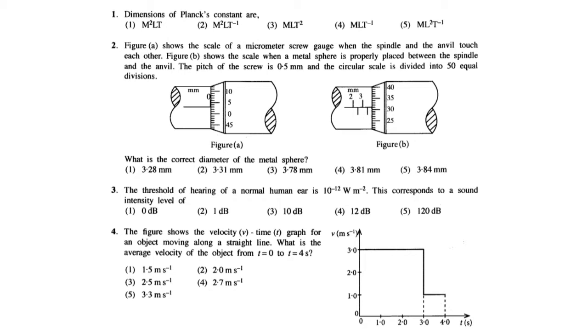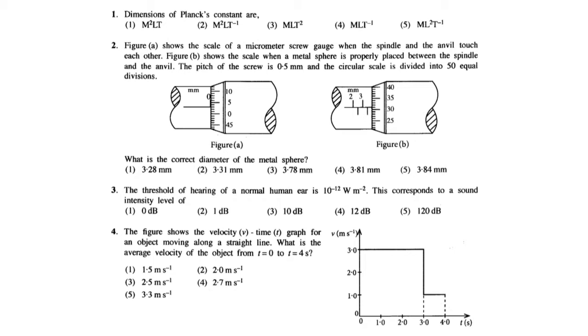And they are asking for the correct diameter of the metal sphere. With the first figure, you can understand that the instrument is having a zero error because two zeros are not together. The linear scale 0 and the circular scale 0 are not in touch. So it has a zero error.